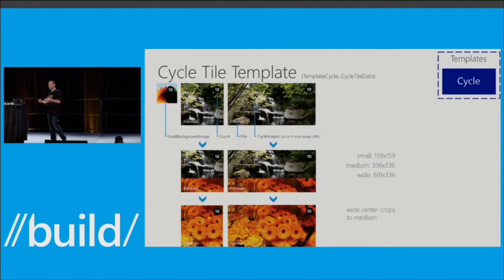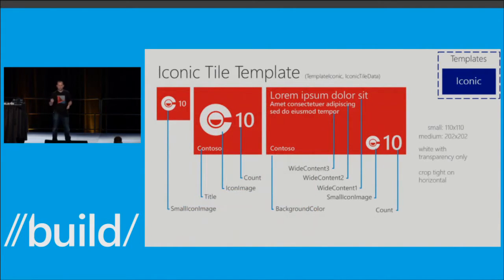That's why we don't let you use remote images for the 9 images, because 9 remote images at 691 by 336 every half hour could come out to a lot of data. And so we wanted to be conscious of the user's data plan in doing that. And then the last template is the iconic tile template. This template is what everybody was asking us for since Windows Phone 7. All the built-in apps, like the messaging app and the mail app, use this iconic tile template, and we wanted to give developers a chance to use it as well.